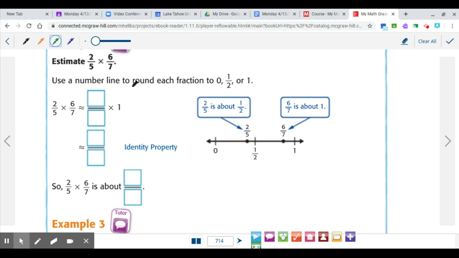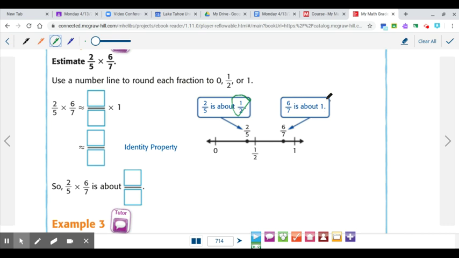So if you look at 2/5, 2/5 is very close to 2 out of 4, right? So that gets us right about this half mark. So they rounded 2/5 to 1/2, and I totally agree with doing that. I think it's a great option, right? Then they had 6/7, and if you look on that number line, it's right here. That's awfully close to 7/7, which is about 1.